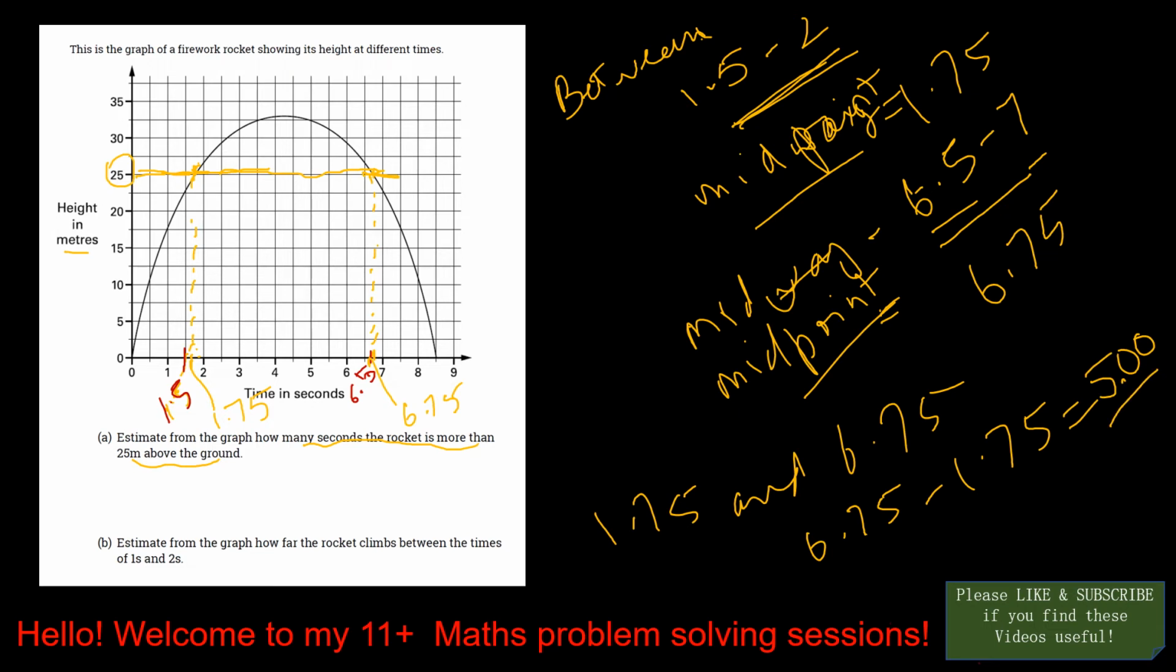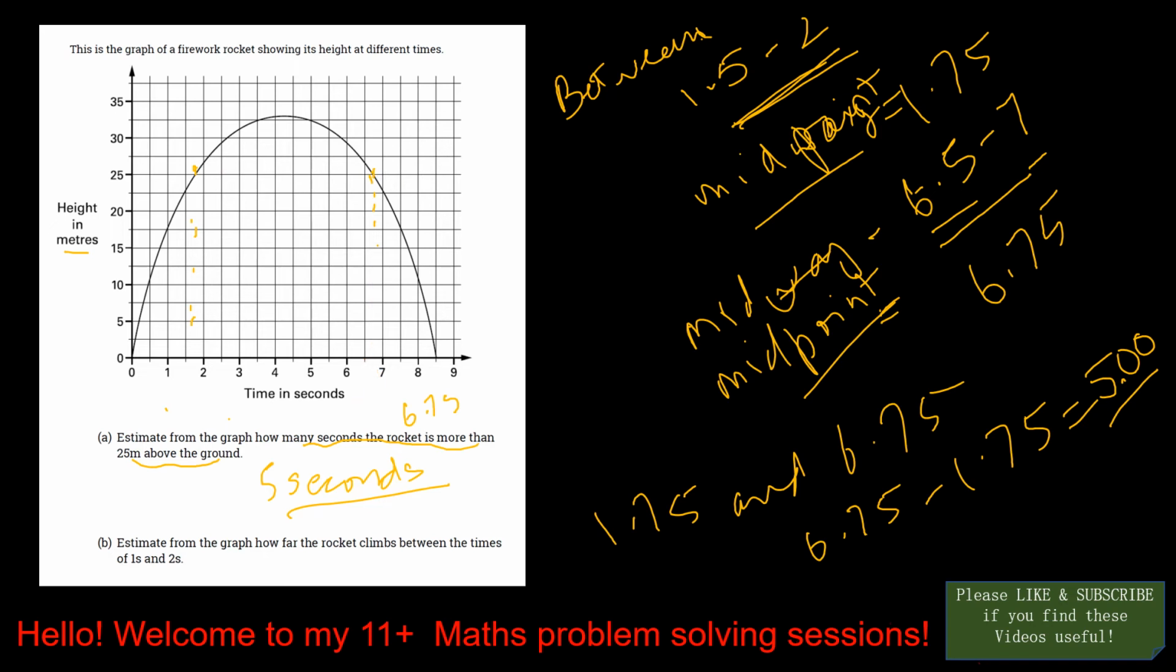That means the number of seconds the rocket is more than 25 meters above the ground is 5 seconds. I think that is clear. Now I'm going to go to the next part. It says estimate how far the rocket climbs between 1 second and 2 seconds. I have to erase this, or it'll be a bit confusing.